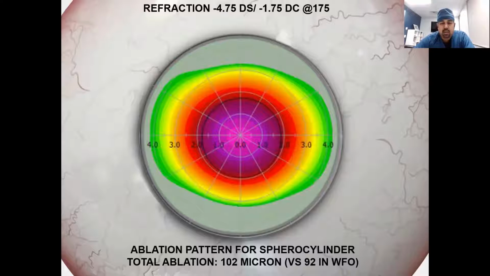So instead of 92 microns, for the same cornea, when you do a wavefront optimized treatment you just ablate 92, but on a topo-guided treatment you're ablating 102, because you're ablating 92 for your sphere and cylinder and another 10 microns for the higher order aberrations.